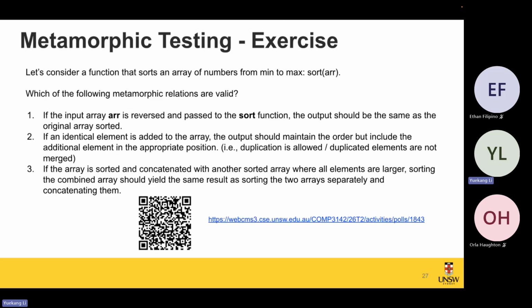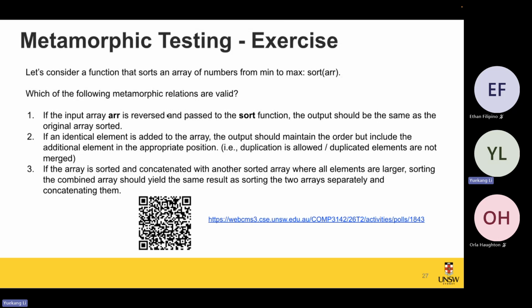And let's try to evaluate some metamorphic relations. So let's assume that we are trying to test a function that sorts an array of numbers from min to max. Basically this function accepts an array as input and returns the sorted array. So which of the following metamorphic relations are valid?